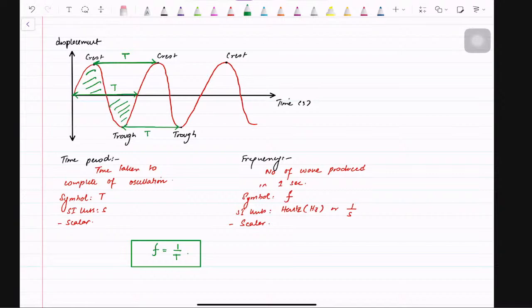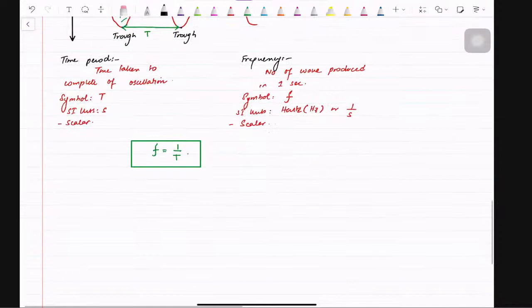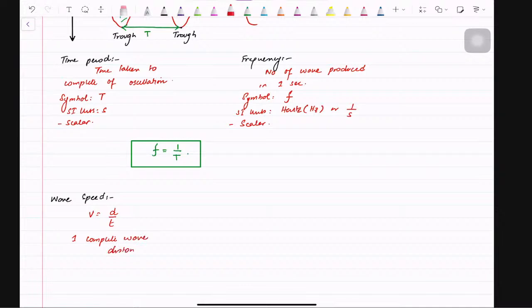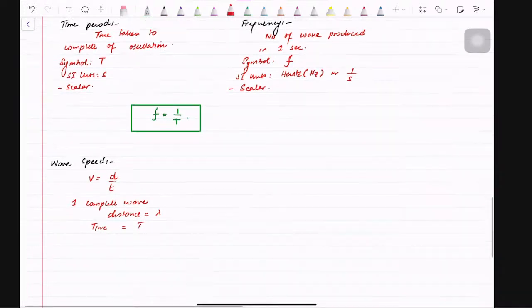Now, from here we can actually derive the wave speed. The wave speed is like, because speed is distance over time, for one complete wave, the distance is equal to lambda, and the time is equal to the time period. Okay, so it means that we can write speed.